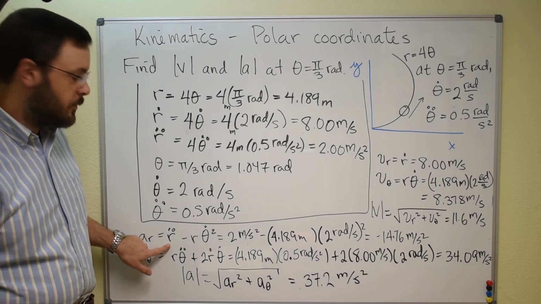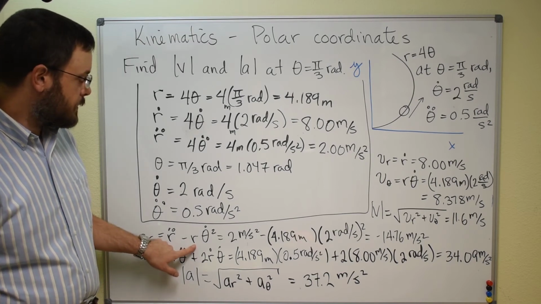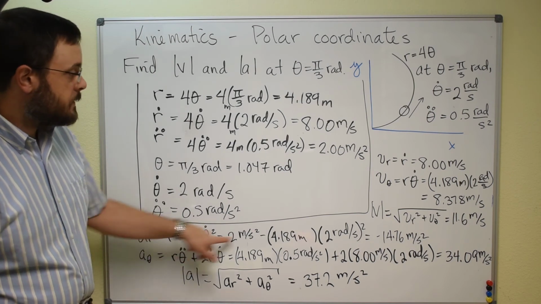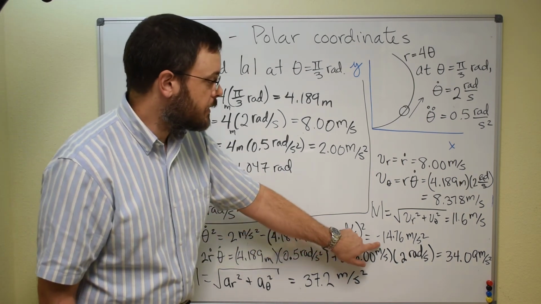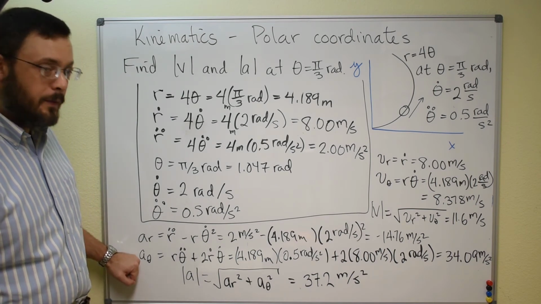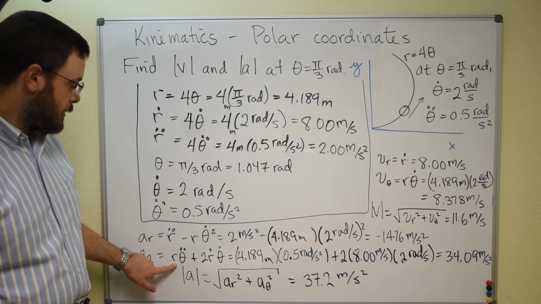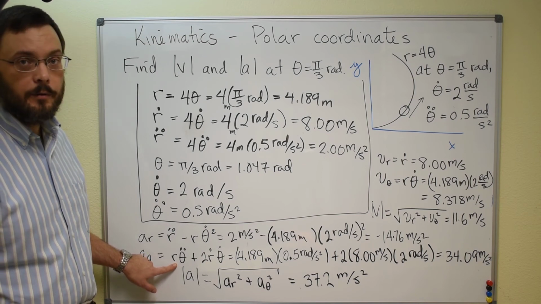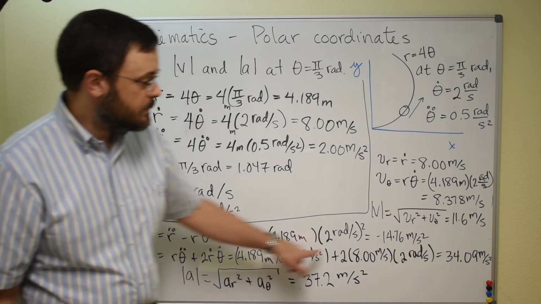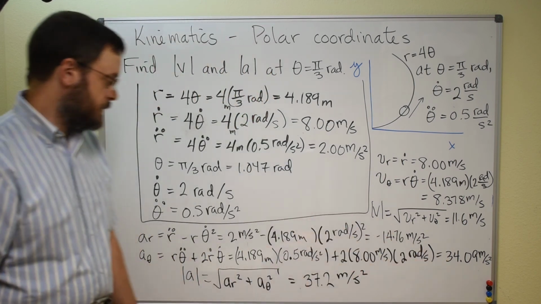For the acceleration, it's just kind of more of the same. Your formula for the radial component of the acceleration is r double dot minus r times theta dot, that quantity squared. And so you plug in your values, you get a negative 14.76 meters per second squared. And then for a theta, the transverse or theta component of the acceleration, it's equal to r theta double dot plus 2 r dot theta dot. And again, just plug in your values. You get 34.09 meters per second squared.